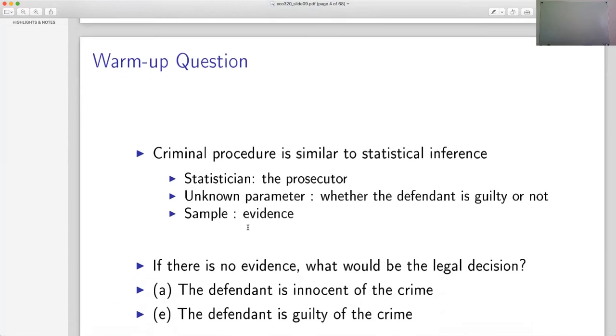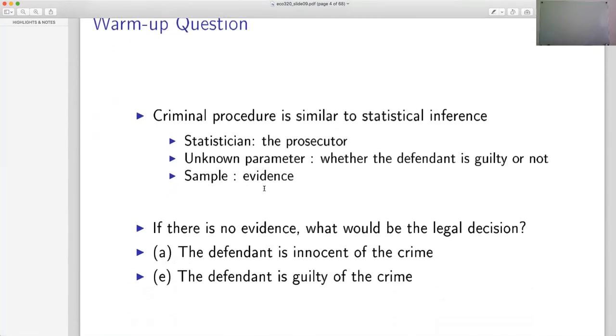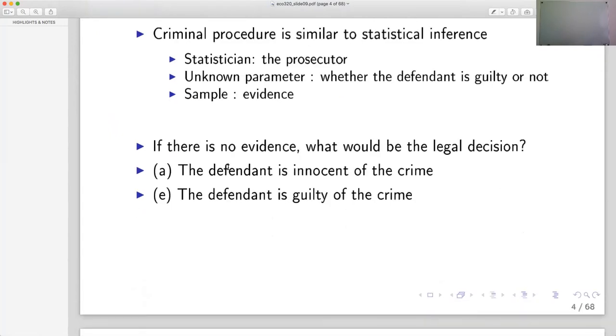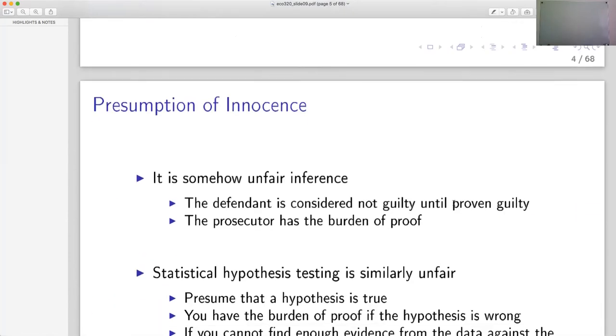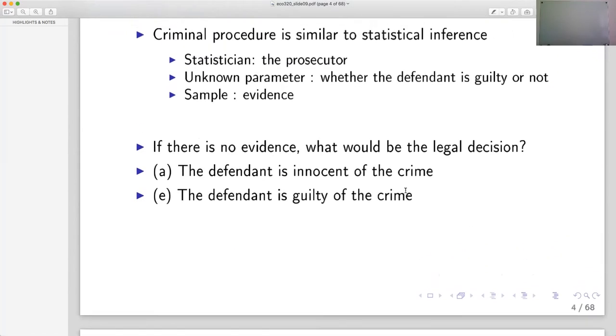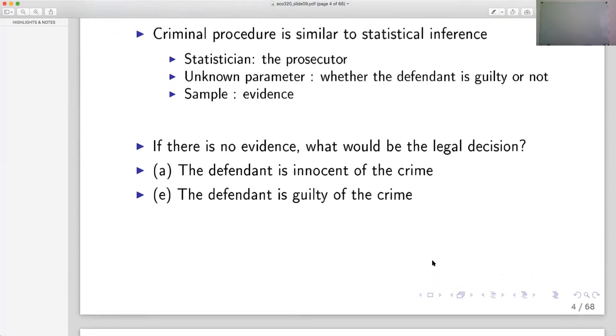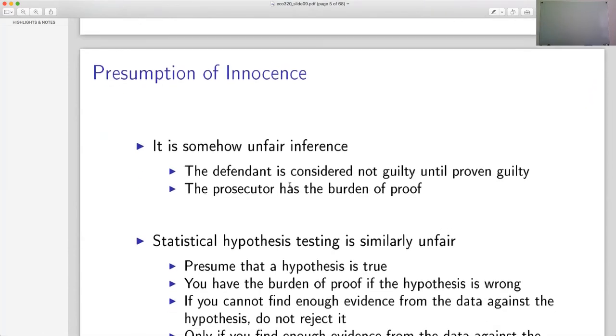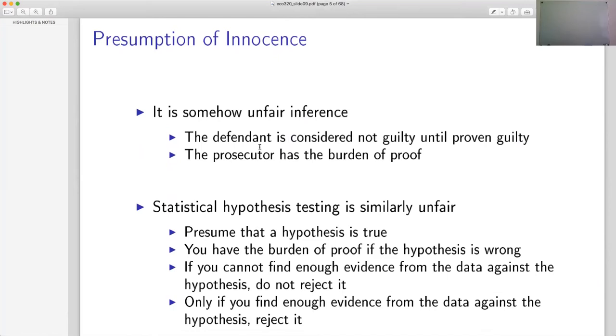Here is one more question to try to answer. A criminal procedure is similar to statistical inference. For example, the statistician is a prosecutor. The unknown parameter is whether the defendant is guilty or not. The sample is evidence. So if there is no evidence, what would be the legal decision? Then the defendant will be innocent because there is no evidence at all to support guilt. So it is somehow an unfair inference. The defendant is considered not guilty until proven guilty.